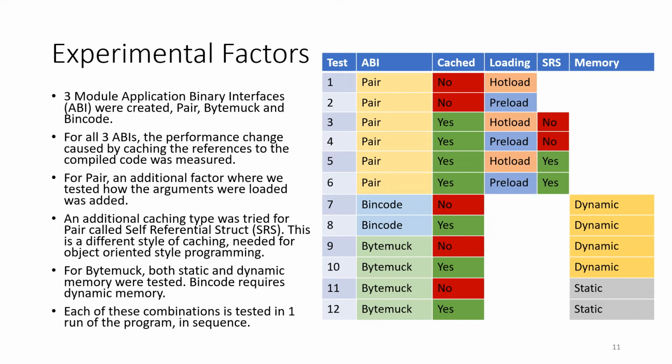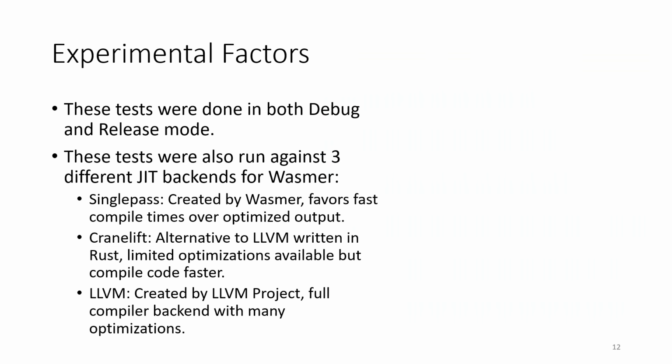For each run, we called the method in WASM a couple thousand times and saved the total time for that run. We then performed this total run multiple times and took the average to ensure the accuracy. This process was done for each of the 12 implementations in the table in sequence in one run of the benchmark program. This test suite was run for both the release and debug mode, as well as across 3 different JIT backends for WASMer, so a total of 6 runs.